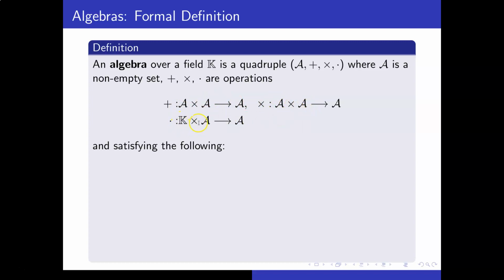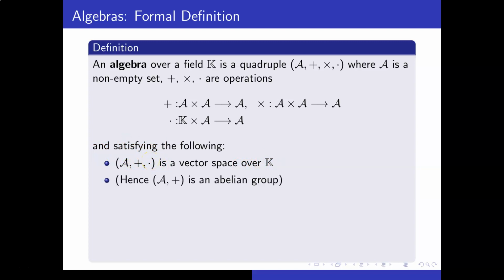And then there's going to be a scalar multiplication. So I'm going to work with my field K elements and elements from the algebra, and I can multiply any element by a scalar. And it's going to satisfy the following. As talked about, this is going to be a vector space over K. So K will form the scalars. I have addition of vectors, and I have scalar multiplication. Part of that, keep in mind, means that under addition, it's going to be an abelian group.